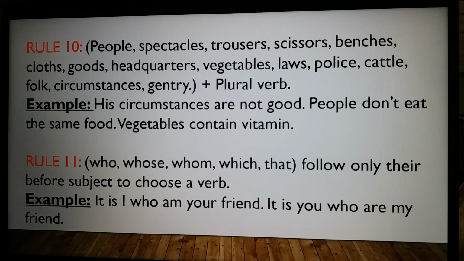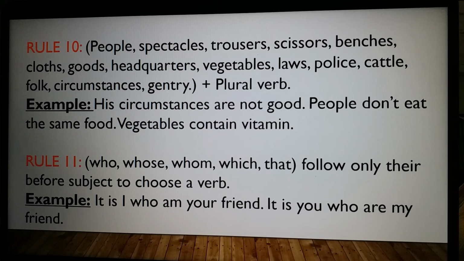Now look at rule 10. There are some words in English like people, spectacles, trousers, scissors, benches, clothes, goods, headquarters, vegetables, laws, police, cattle, fog, circumstances, gentry. After these words, the verb will always be in plural form. Look at the example. His circumstances are not good. People don't eat the same food. Vegetables contain vitamins. You see here the subjects are from the words given in the bracket, so the verb is used in plural.